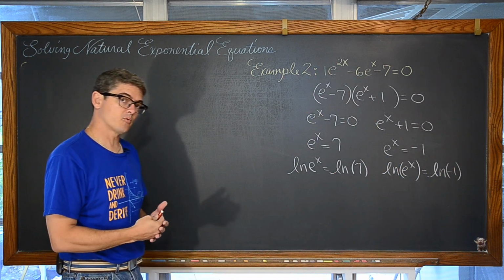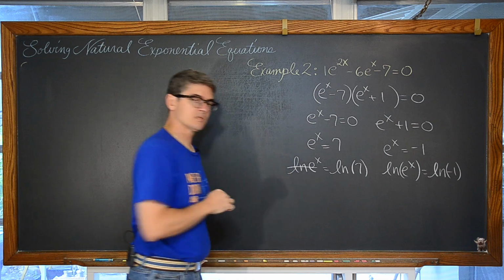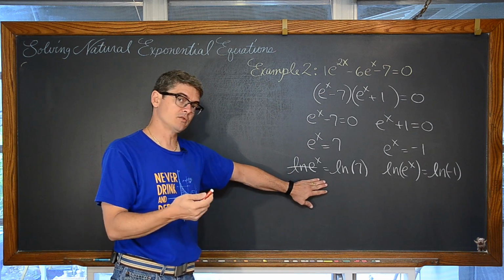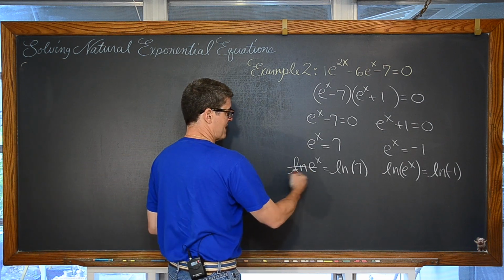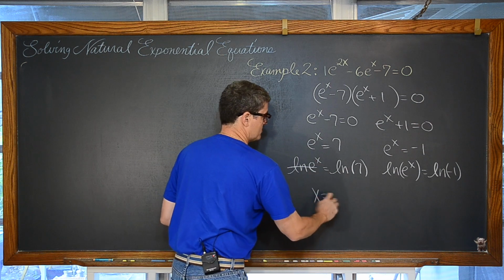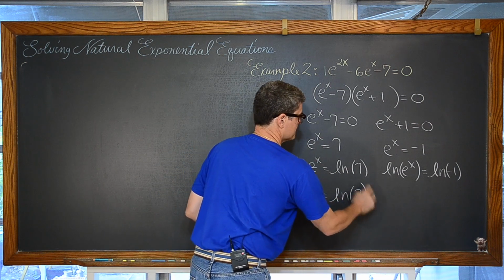Well, our inverse math operations are going to cancel out. So log base e and exponential function base e, these inverse math operations cancel. We just have x is equal to the natural log of 7.